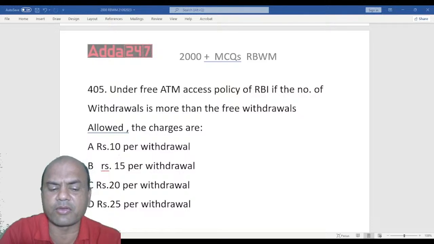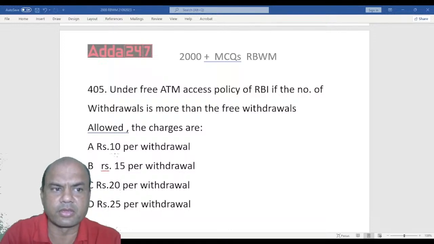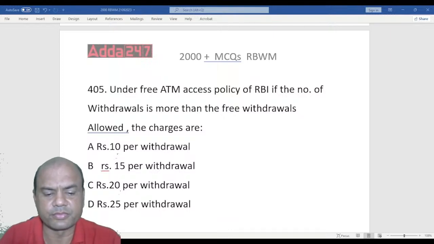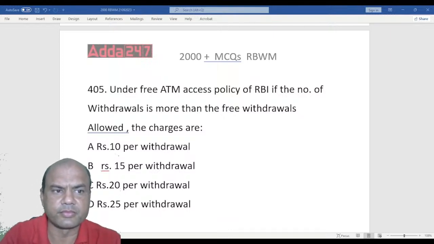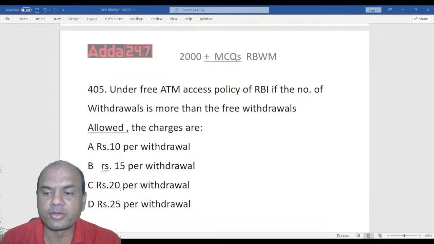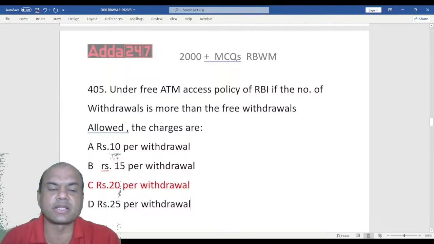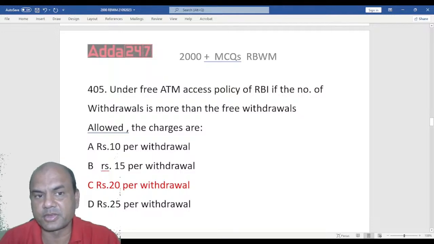This is a bit tricky one, right? This is a tricky one. Who has got this answer? Let me see in the comment section. Who has got this answer? Anyone has got this? Yeah. 20 rupees is the answer. 20 rupees the charges are.